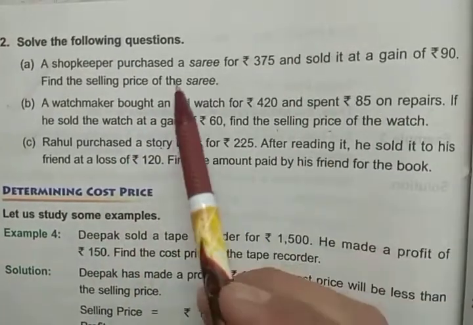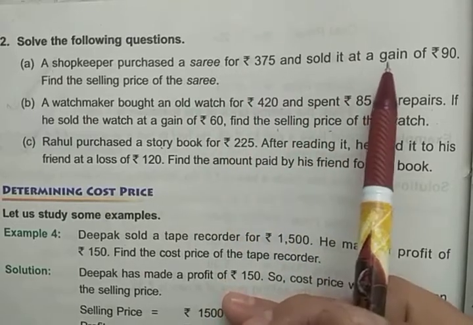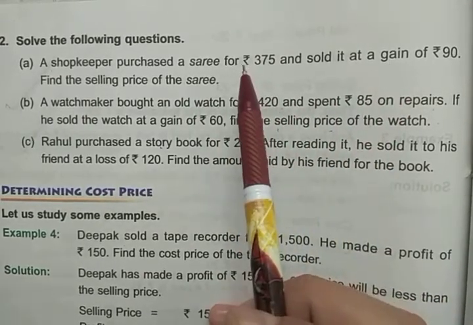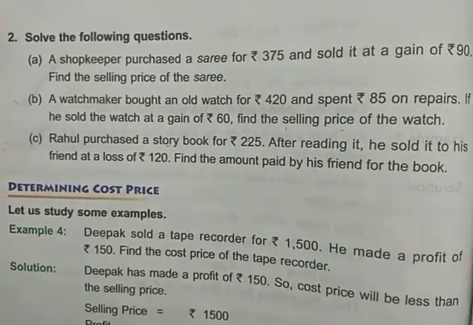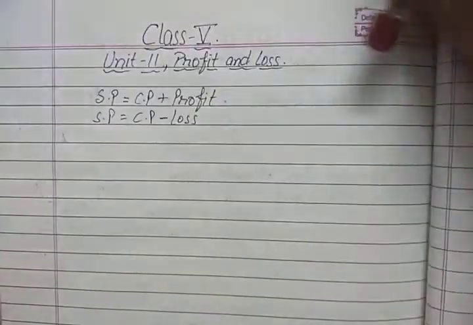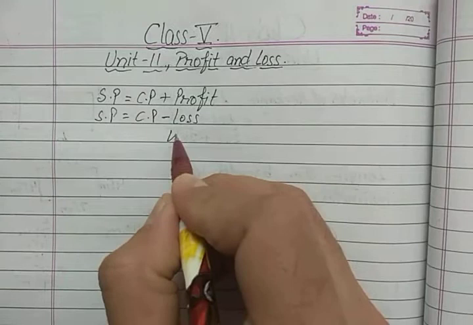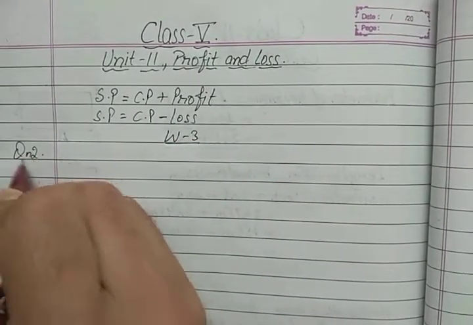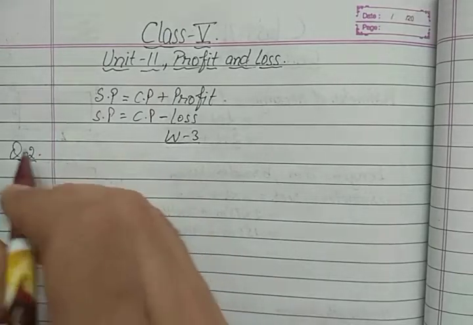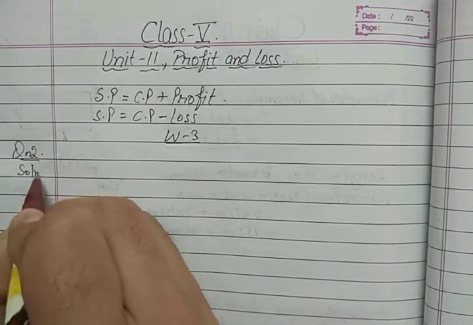So you know the formula. Cost price is given and gain is given. In such a condition, we have to add cost price and gain to get the selling price. So let us do this question. We are doing worksheet number 3, question number 2, that is, solve the following questions, and solution number A.